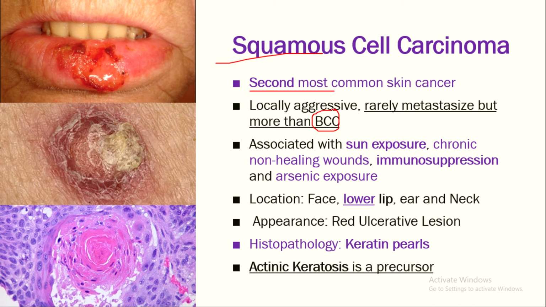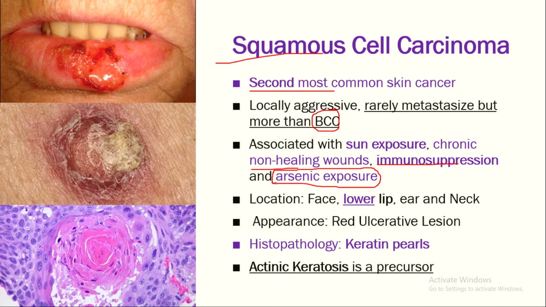It is important to understand the associations of squamous cell carcinoma, which are sun exposure, chronic non-healing wounds, immunosuppression such as HIV or organ transplant patients, and arsenic exposure. We really don't find a lot of cases of arsenic mediated squamous cell carcinoma, but it used to be a significant cause, especially arsenic from contaminated water.